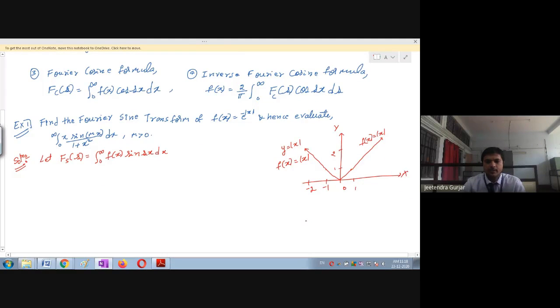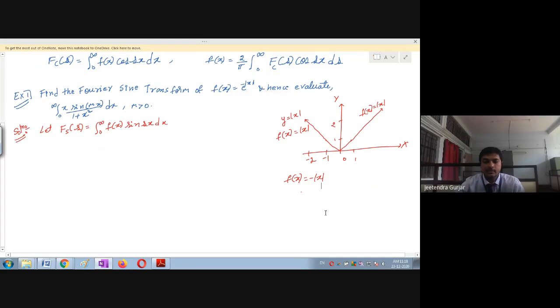Similarly, friends, if you take the function f of x is equal to minus mod x, what does this mean? It is exactly the reverse. Like this, we are going to get the x-axis and this is going to be the y-axis. This will be the origin, right? Now you can see this is the second quadrant and third quadrant, and this will be the fourth quadrant. So what will I substitute here, friends? f of x is equal to minus mod x.